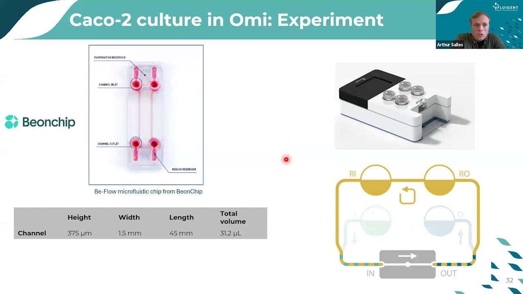So in order to tackle the issue of the shear stress and the Caco-2 culture, we decided to use the B-Flow chip from Beyond Chip company, as you can see here on this picture. In fact, B-Flow consists of two independent channels with threaded inlets and outlets, facilitating the connection to the fluidic controllers. And we decided, of course, to use OMI as the fluidic component in its recirculation mode. So as you can see, with a unidirectional flow inside the chip between the two reservoirs here.